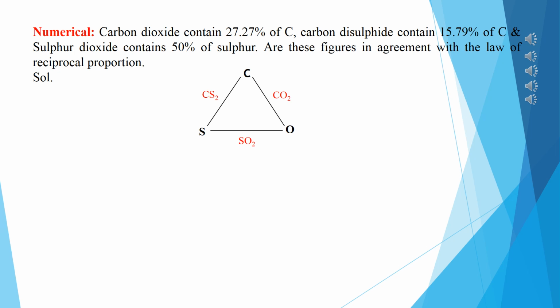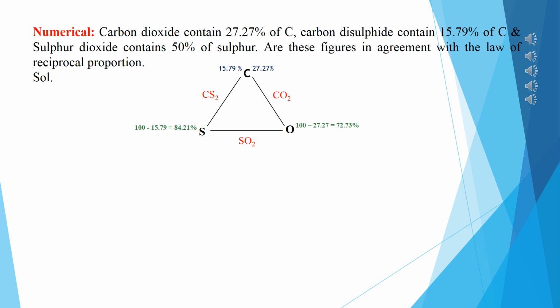In the carbon disulfide molecule, the percentage of carbon is given, that is 15.79%. So we can easily find the percentage of sulfur by subtracting the percentage of carbon from 100, which comes out to be 84.21%. In carbon dioxide, the percentage of carbon is given, which is 27.27%, and we can find the percentage of oxygen by subtracting it from 100, which comes out to be 72.73%.